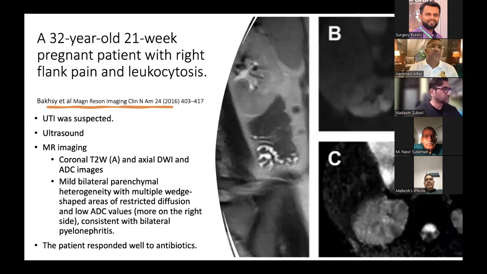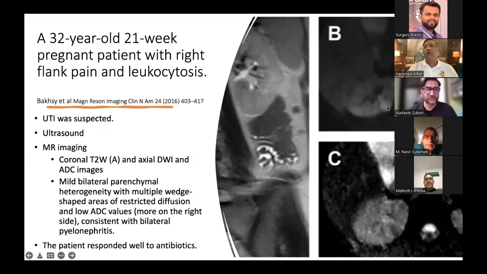This is another case of a 32-year-old, 21 weeks pregnant, with right flank pain and leukocytosis. UTI was suspected, and she was being managed conservatively. She didn't do well. Ultrasound was unremarkable. She ultimately ended up having an MR. And as you can see, this is the T2 weighted sequence, and this is the ADC, the diffusion weighted image, and this is the ADC map. So what you're seeing here is this wedge defect. My cursor is visible?